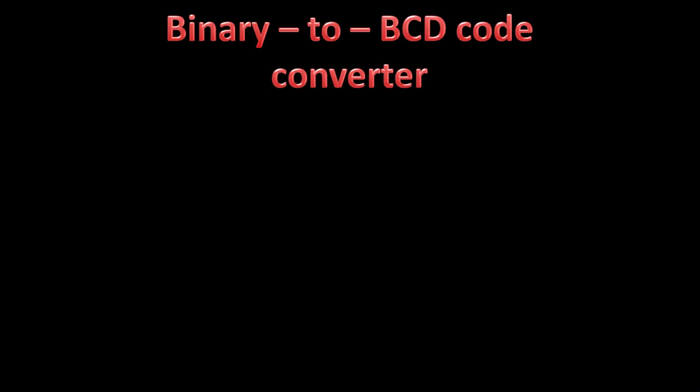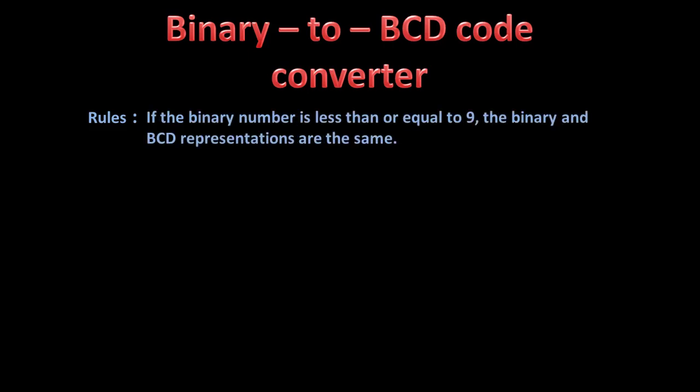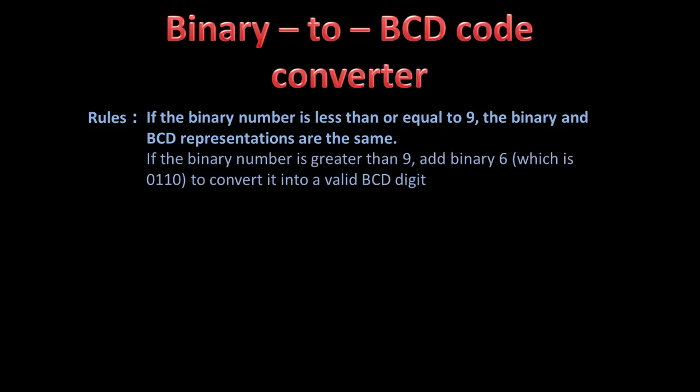Next is the binary to BCD converter. Before jumping to binary to BCD conversion, we must know the rules. The first is that if the binary number is less than or equal to 9, the binary and the BCD representations are the same. And if the binary number is greater than 9, then we need to add a binary 6, that is 0 1 1 0, to convert into a valid BCD. Otherwise we will get an invalid BCD digit.